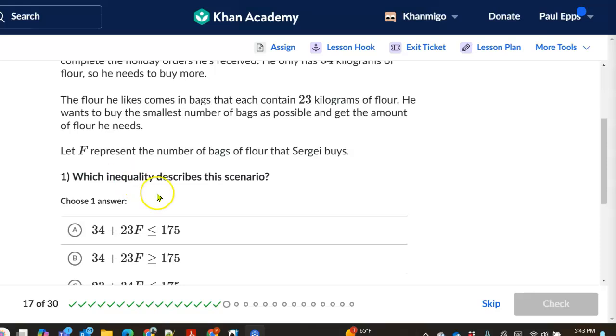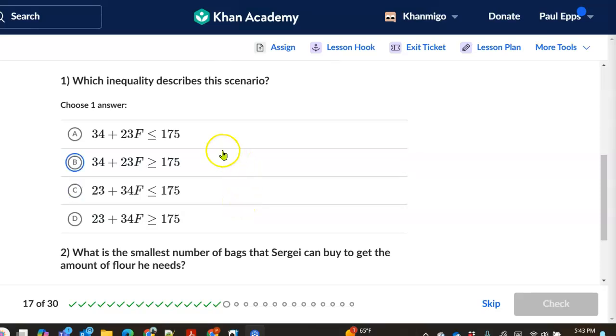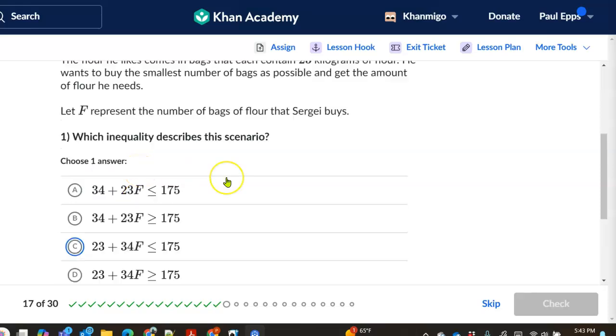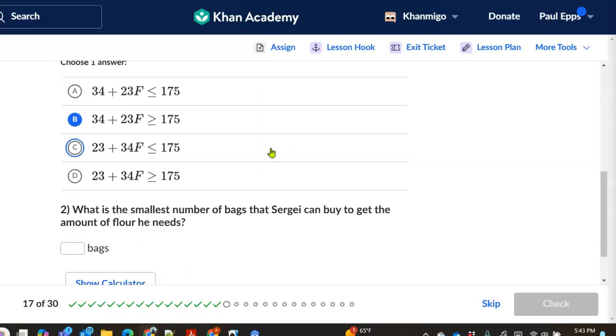All right, so he's got 34. He needs at least 175. So it's got to be B or D because that's what at least, you need at least 175. The amount of flour that he has to be greater than or equal to 175. He has 34. He needs bags of 23 kilos. So B, 34 plus 23F. What is the smallest number of bags that he can buy?